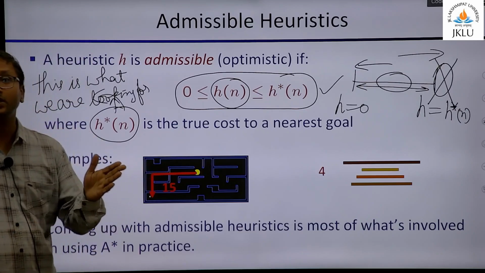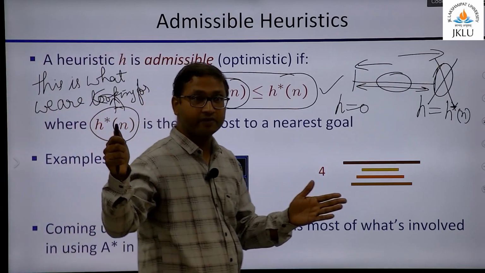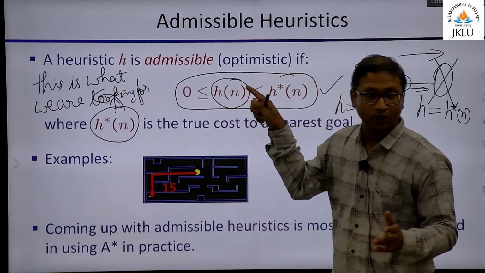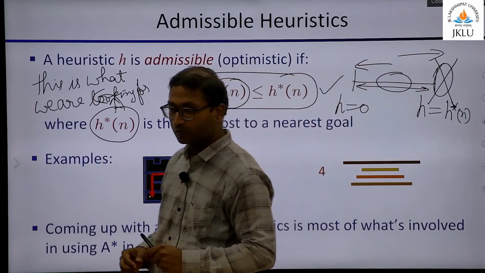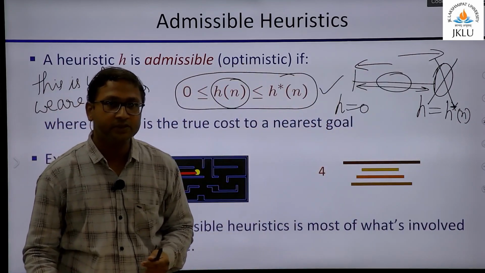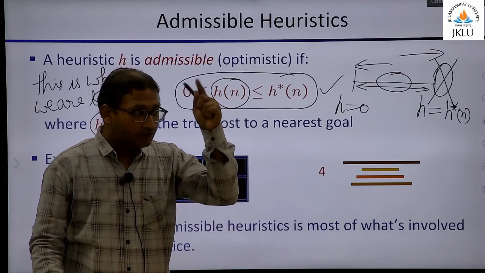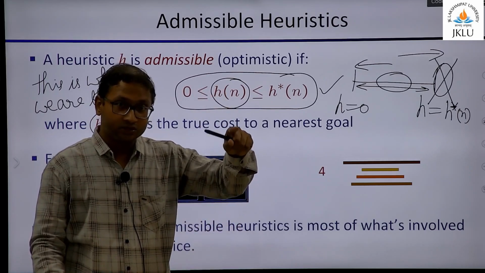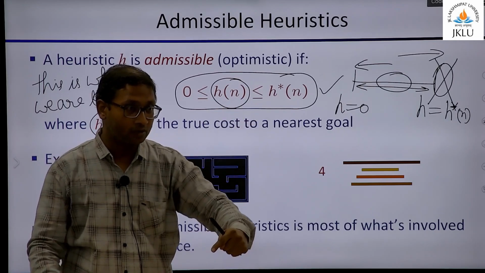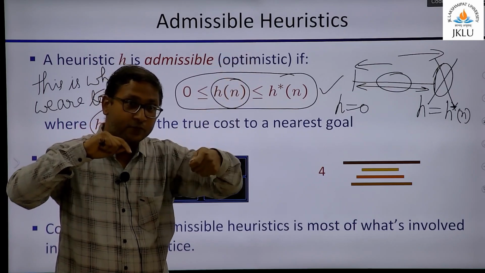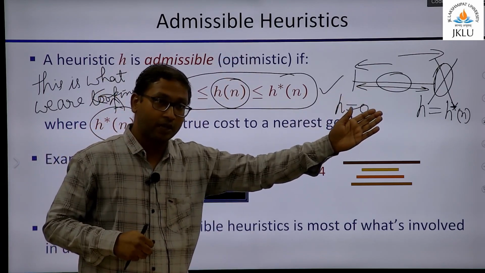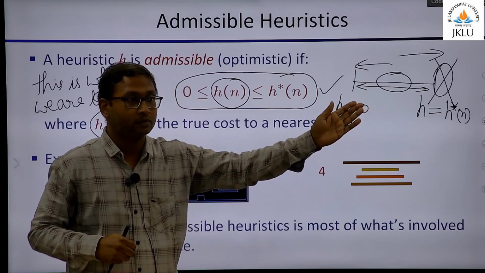Question: can h be negative? Can you have negative h? No, leave this equation aside for a moment and tell me from your intuition. What goes wrong if h is negative? That will unnecessarily make my g plus h smaller. So you have actual cost g, but g plus h becomes smaller than the actual cost. I don't want that to happen, right?